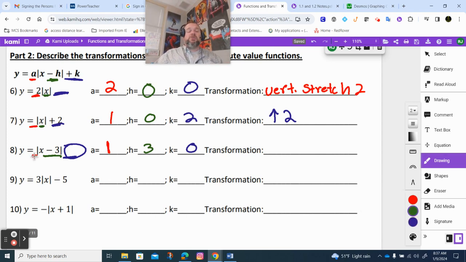When our value of h is positive, this goes to the right 3.